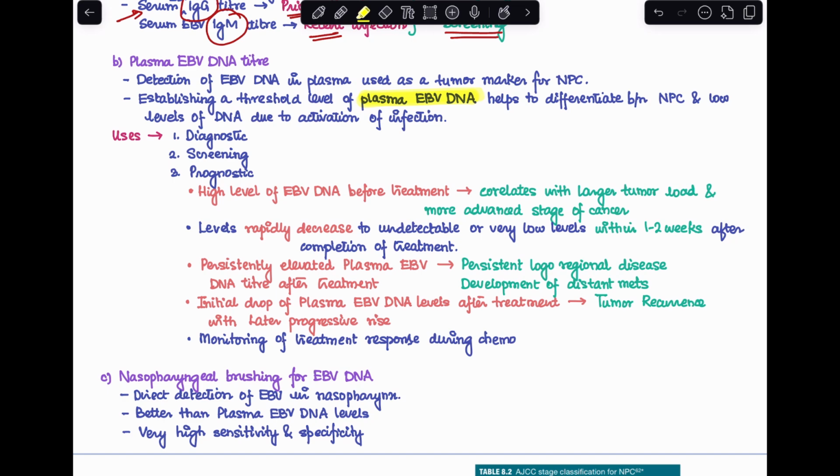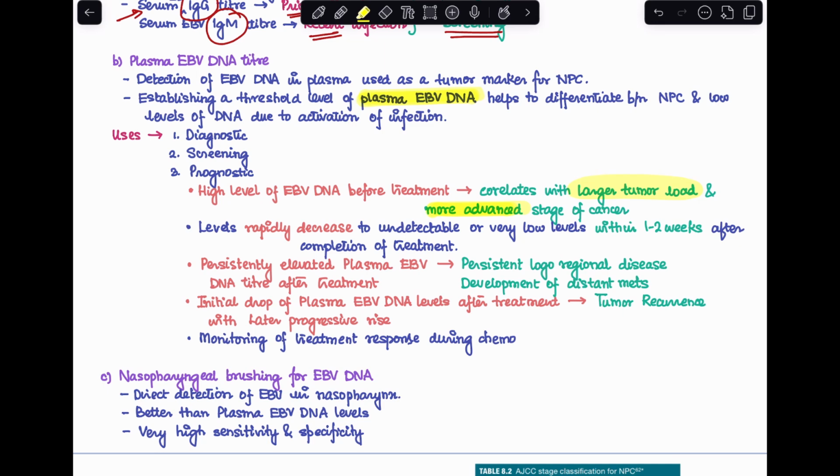Coming to prognostic uses, if we find that there is a high level of Epstein-Barr virus DNA before the time of treatment, that will correlate with a very large tumor load, and hence this is probably a more advanced stage of the disease. So this is about before treatment.